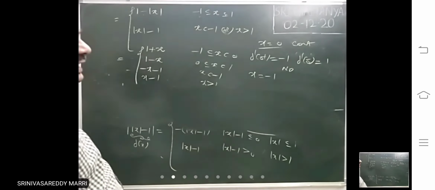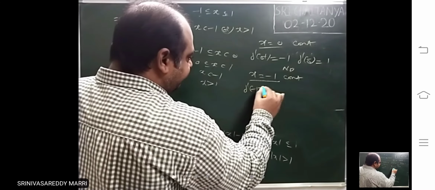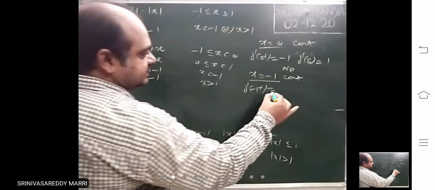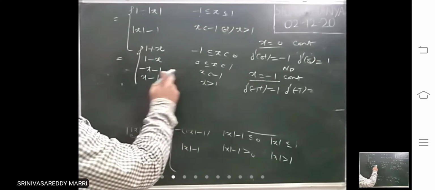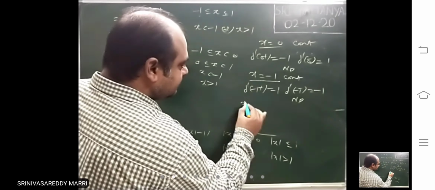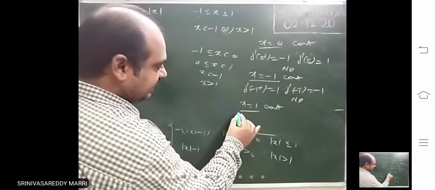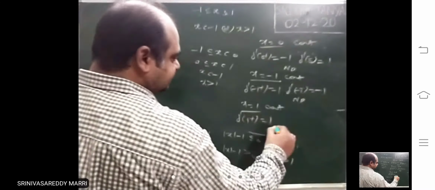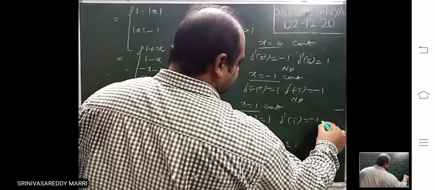Next, minus 1, let us say. At minus 1 you can check it will be continuous. F dash minus 1 plus, greater than minus 1, where it is? So this is 1. Minus 1 minus, less than minus 1, this is minus 1, therefore not differentiable. So then at x equal to 1, it will be continuous. You check f dash 1 plus. 1 plus means greater than 1. This is 1. 1 minus is minus 1, not differentiable.